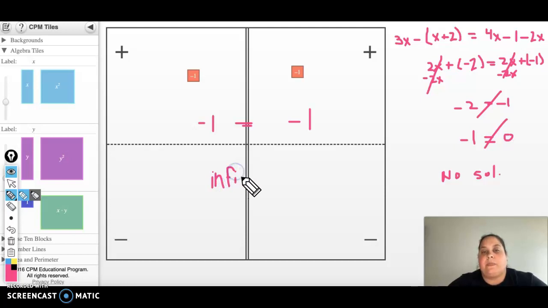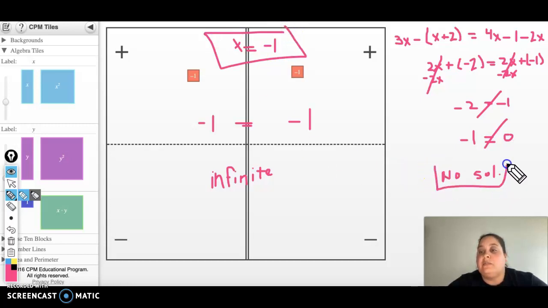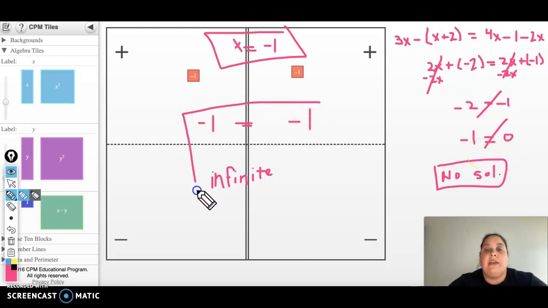So again, keep in mind you have 3 types of solutions. You have x equals, and then a number, -1. That's my answer, right? Or you have no solution because you have no x's and the equation left is not equal. Or you have infinite solutions when the 2 answers are left and they are equal.